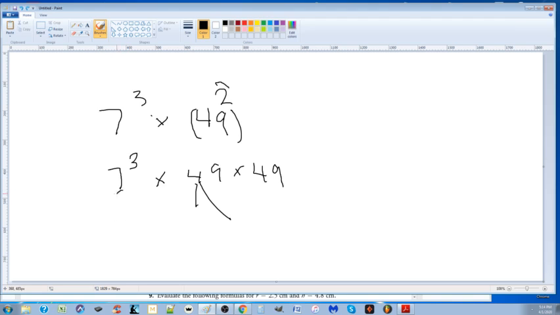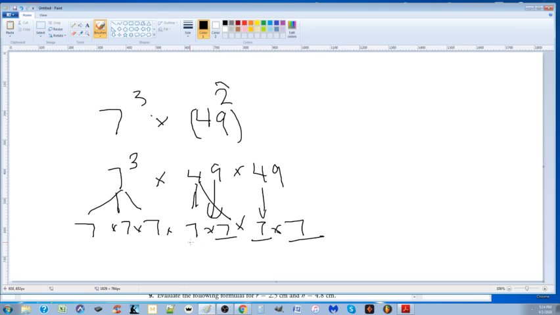And let's break down this 7 to the power of 3. What that means is 7 times 7 times 7. And what does the 49 times 49 mean? We can write each 49 as 7 times 7. So now I've turned them all into the same base, and you're going to need that skill set eventually.